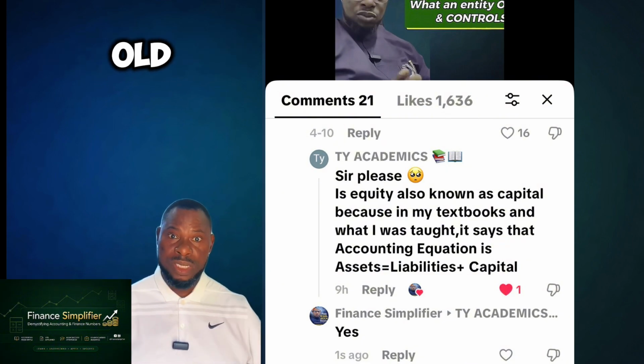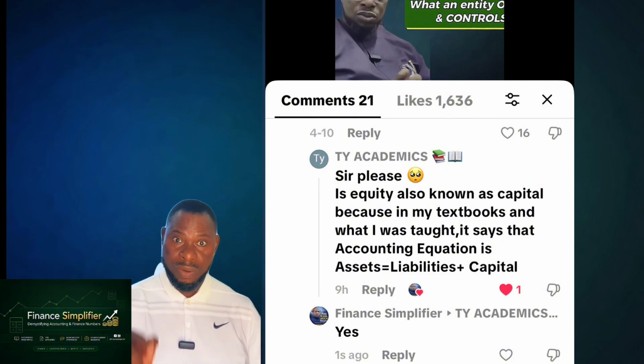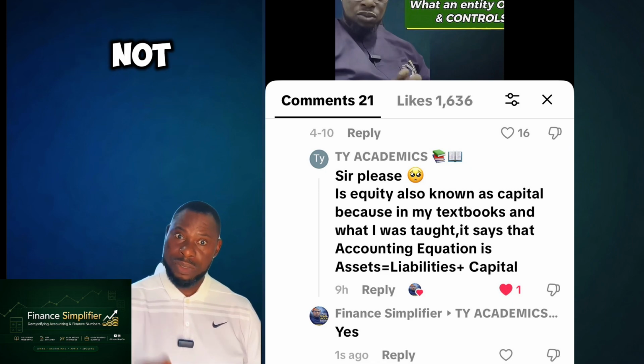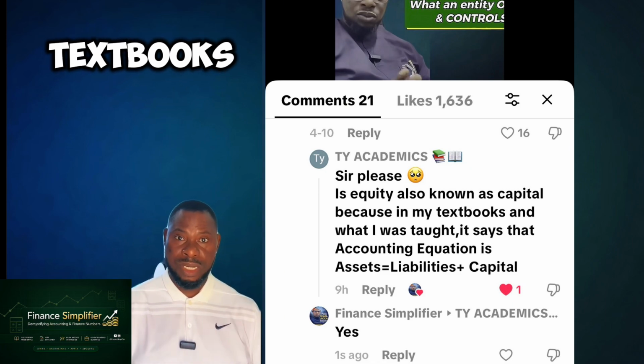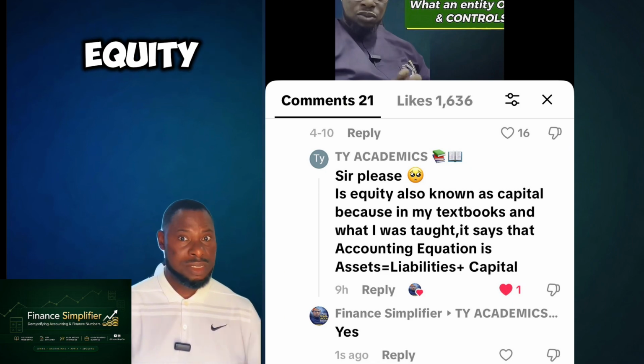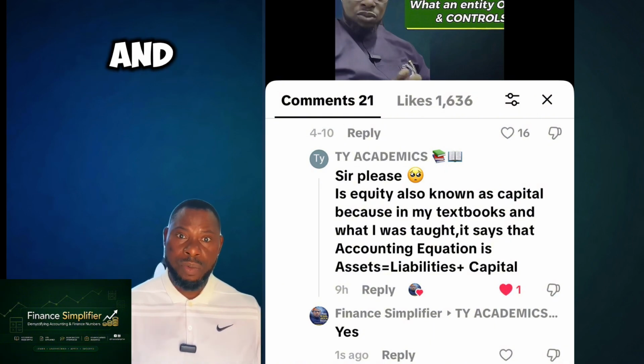If you look at old textbooks, you will see that the accounting equation uses capital and not equity. But if you look at modern accounting textbooks, you will see equity instead of capital. So what changed and why?